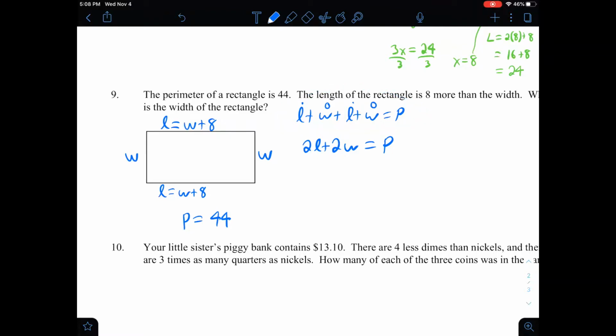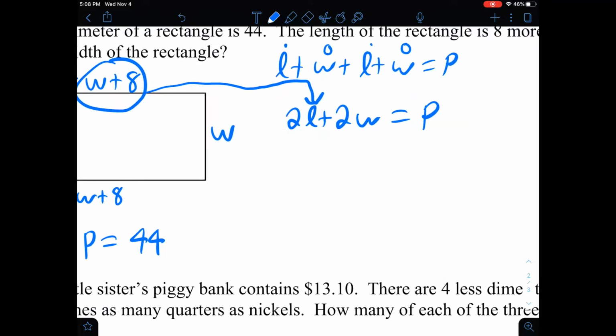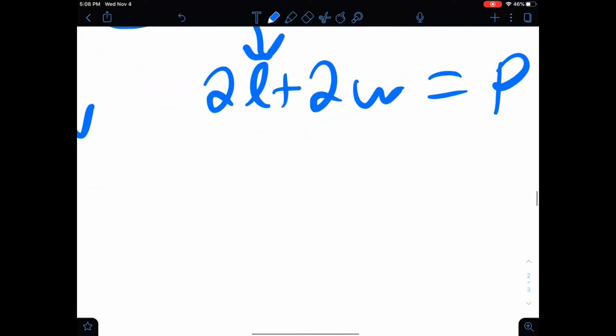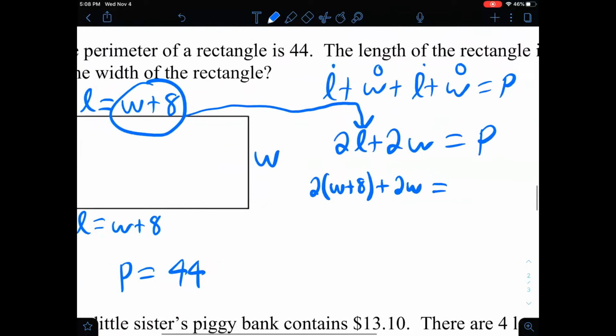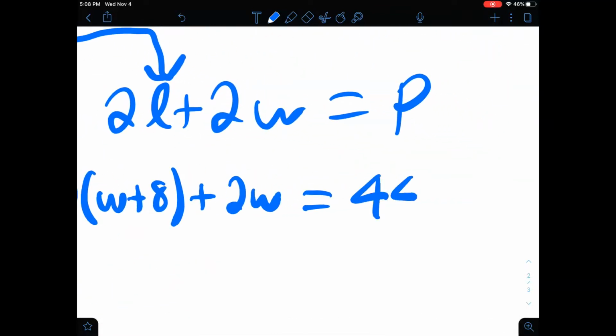That's totally fine. But like I said, we can't solve this because we have L and W in here. We need one variable. So that's why we compared the length to the width. So we're going to use the width and plug in right here for L. So we're going to have, zoom in really good, 2 times W plus 8, plus 2W, the rest of the equation the same, equals P, and the perimeter, if you remember, was 44.